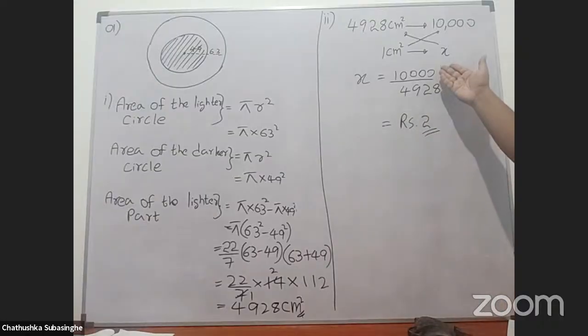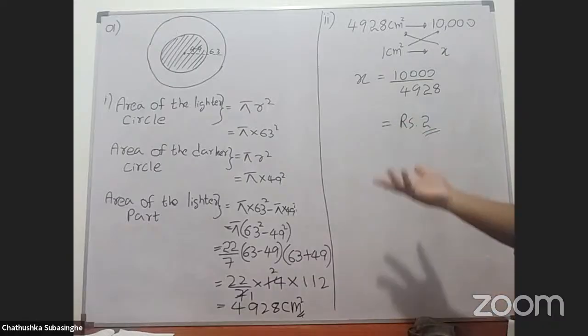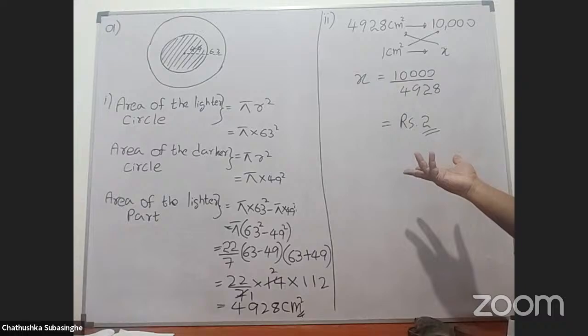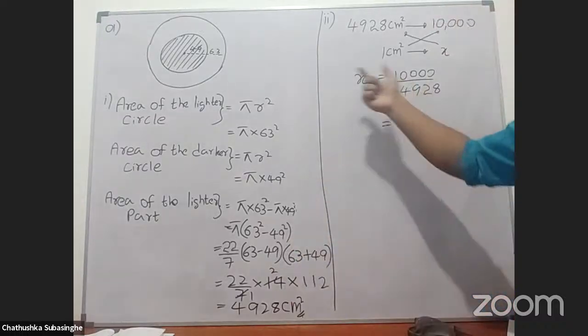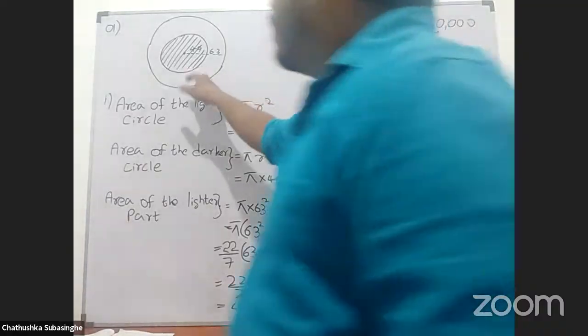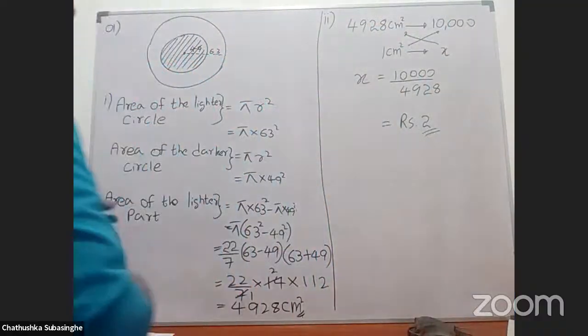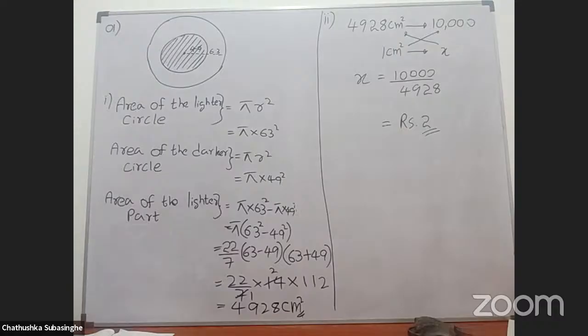So as the nearest number, this 4,928 goes into 10,000 only 2 times. We can't get 3 because if we get 3, it exceeds the 10,000. Right? So answer is 2 rupees. So to create 1 centimeter square in this lighter part, it costs 2 rupees. Then next part.